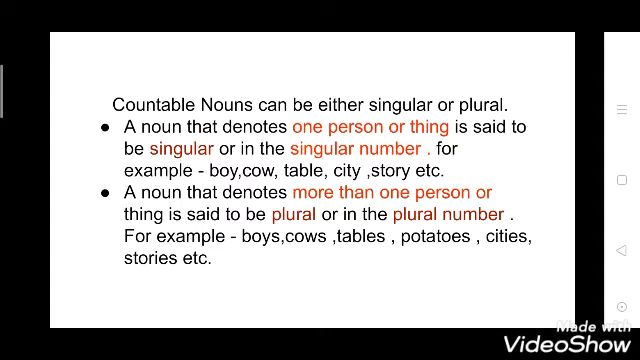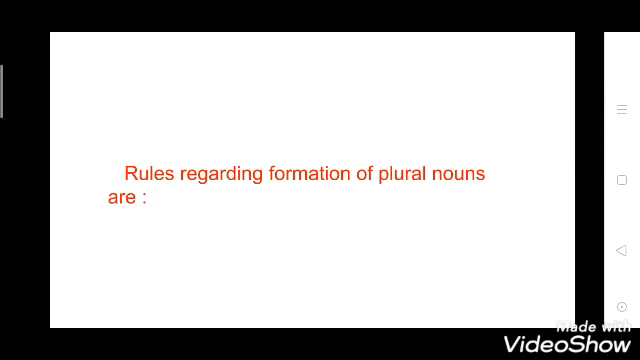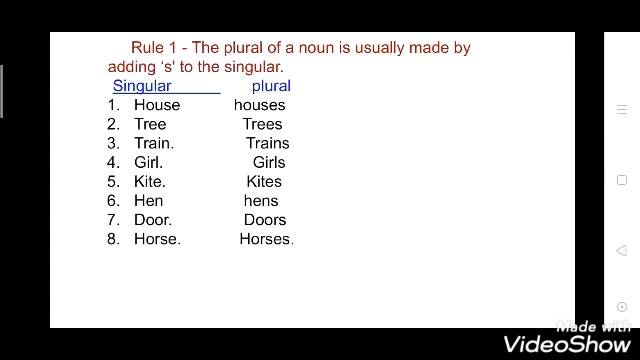Now see the second point. A noun that denotes more than one person or thing is said to be plural or in the plural number. For example, boys. Now here you are talking about many boys. Boys, cows, tables, potatoes, cities, stories, etc. So they all are plural nouns. Now here are the rules regarding formation of plural nouns. There are a few rules. You have to learn these so that it is easy for you to form plural nouns.